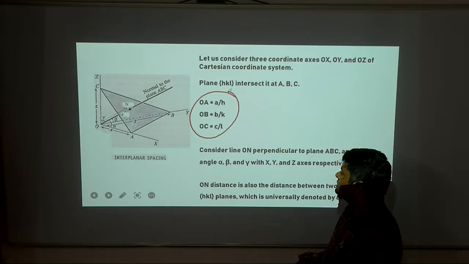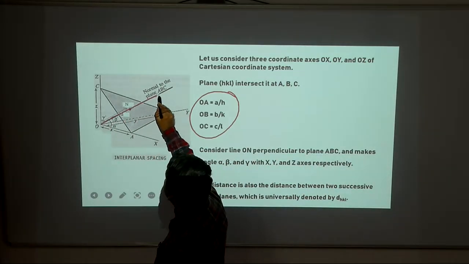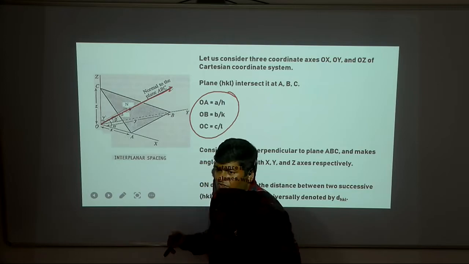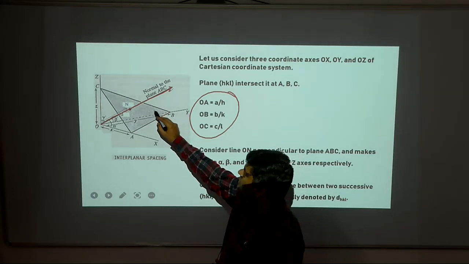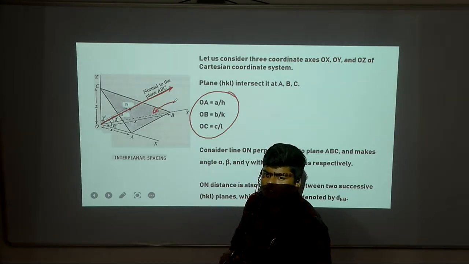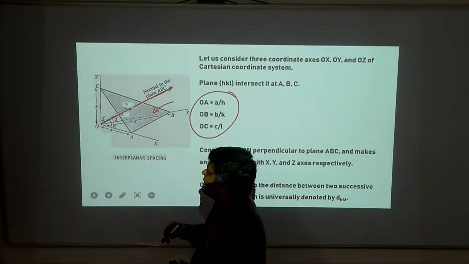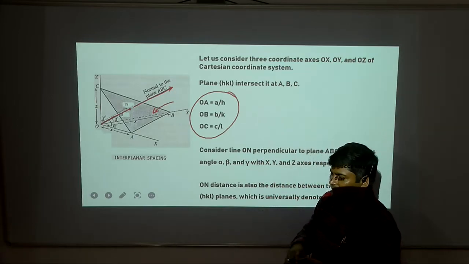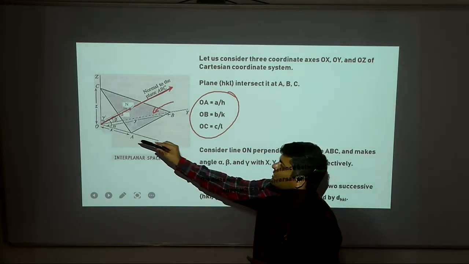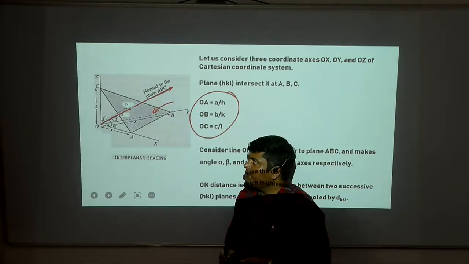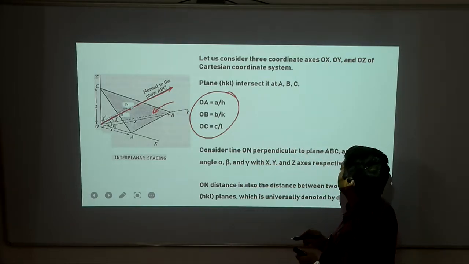So now we have to consider the line ON, which is perpendicular to this Miller indices plane, or the given plane. Okay, so it is a perpendicular. Over here at this point, it is making a 90-degree angle. Like if this is the plane, the line will be like this. So ON is nothing but the perpendicular line made on the plane from the origin. So that is our consideration.